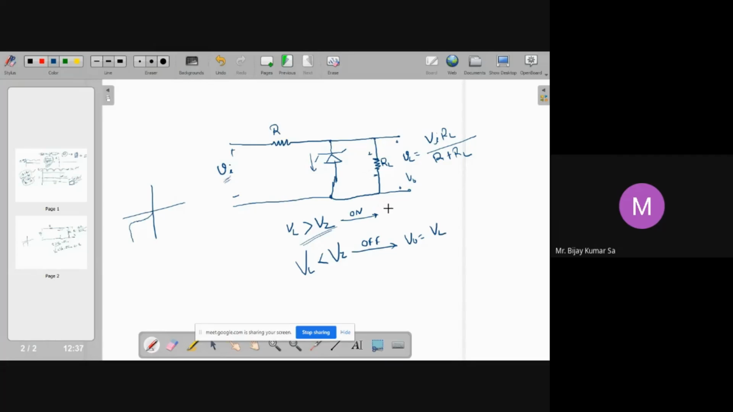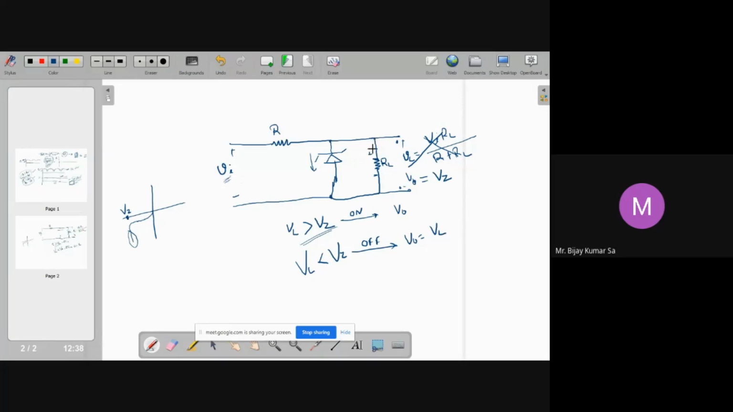Okay, and for that situation, V output, that is observed across these two terminals, what is the potential difference between this point and this point? V output will no more be equals to VL, but in that case, V output is equals to Vz. Why? Because once the zener diode is pushed into this breakdown region, the voltage across the zener diode is fixed to the value of Vz.